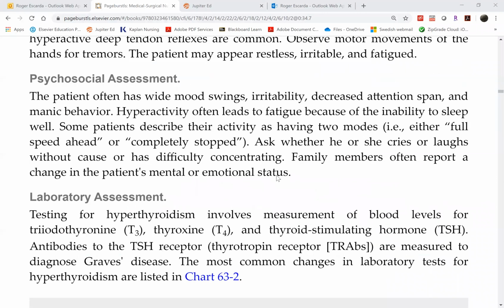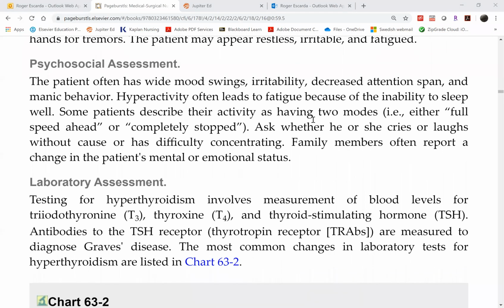Psychosocial, we already explained that the patient will have mood swings, hyperactivity, decreased attention span. They'll be moving like a chicken. Have you ever seen a chicken move? If you haven't, go find a chicken. See how a chicken moves.